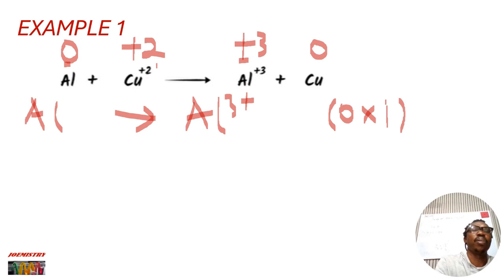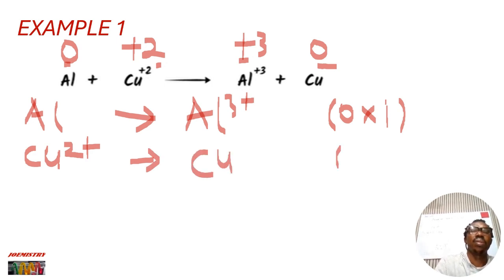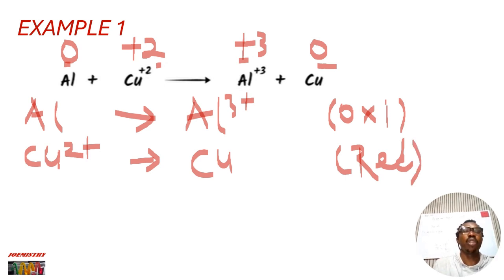Then copper is from +2 to 0, which is a decrease in oxidation number. So it undergoes reduction, so which is copper. So this is the reduction half cell. So we divided the equation into two half cells, the oxidation half cell equation and the reduction half cell equation. The next step is to balance the atoms on the oxidation half cell and on the reduction half cell. On the oxidation half cell, aluminum is 1 on the reactant, aluminum is 1 on the product. So the atoms are balanced on the oxidation half cell.